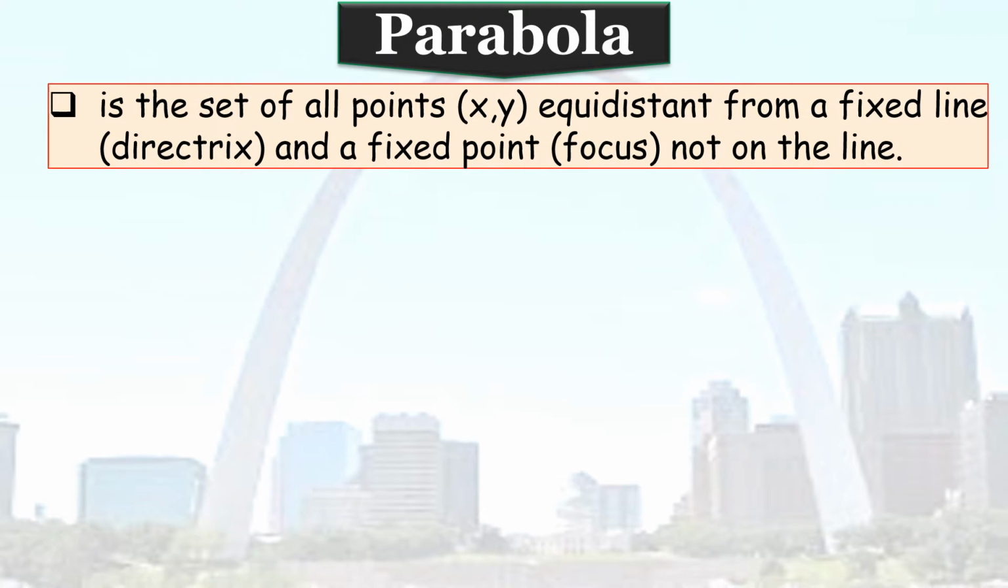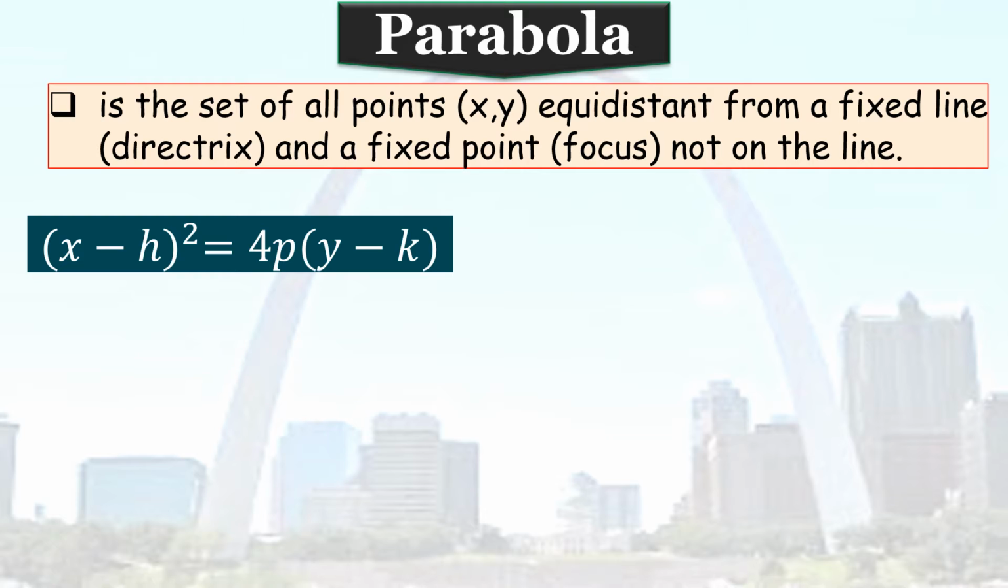So what is a parabola? Parabola is the set of all points xy equidistant from a fixed line, directrix, and a fixed point, focus, not on the line. So we have two different types or standard forms of parabola along the conic sections. The first one is (x minus h) squared equals 4p times (y minus k).